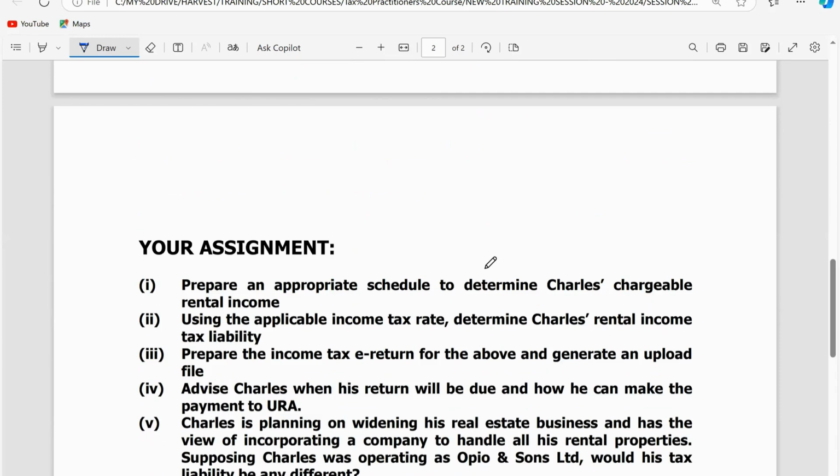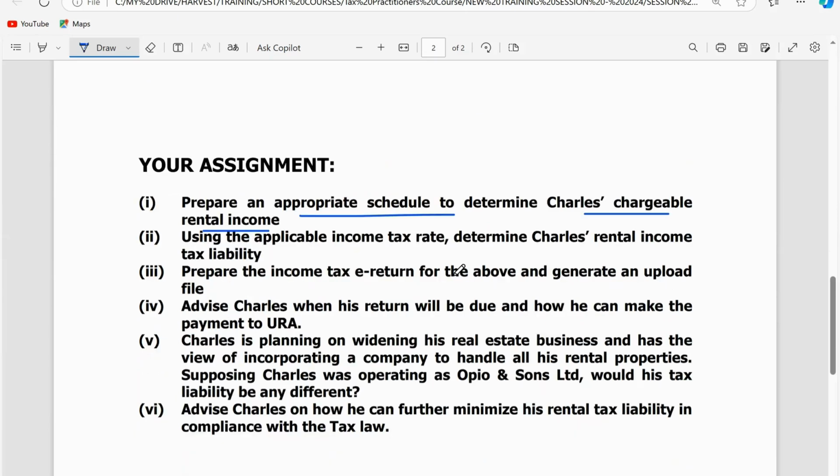So what are we going to do here? We are going to prepare a schedule to determine Charles's chargeable rental income. Amidst all these payments and expenses, we are going to determine Charles's rental income tax liability. Besides what is chargeable, we are going to tell Charles this is how much you're supposed to pay to your URA in regard to your rental business.